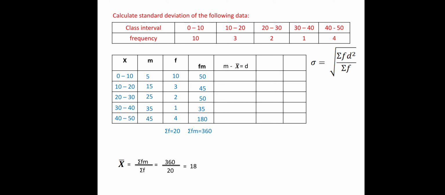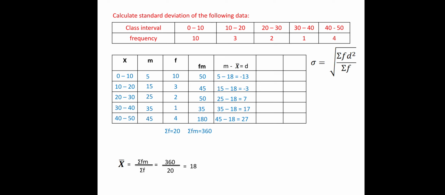You keep the value of 18 over here, m value we have got, and then we can calculate the value of d. So 5 minus 18 is minus 13, 15 minus 18 is minus 3, 25 minus 18 is 7, 35 minus 18 is 17, 45 minus 18 is 27. So we got the value of d also.